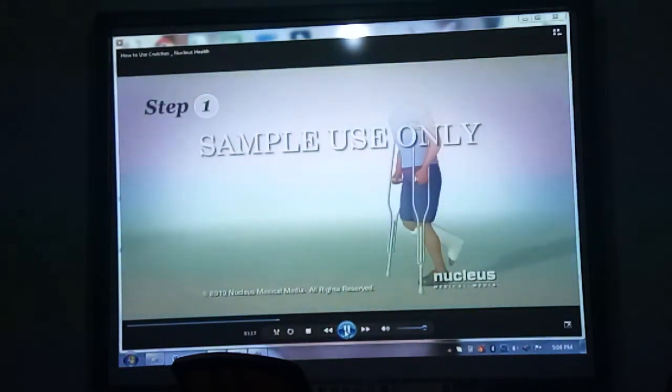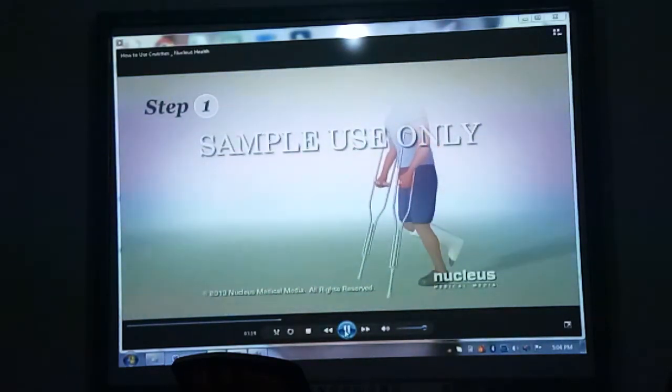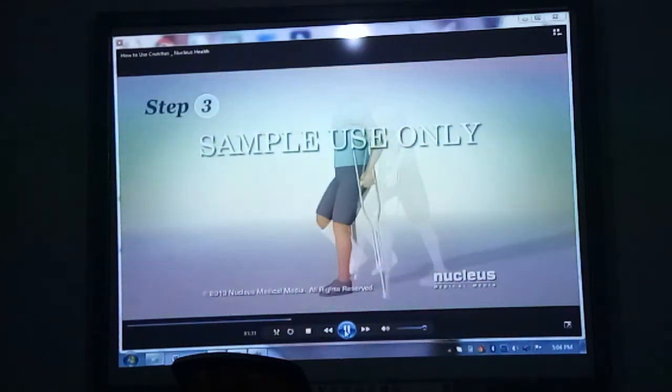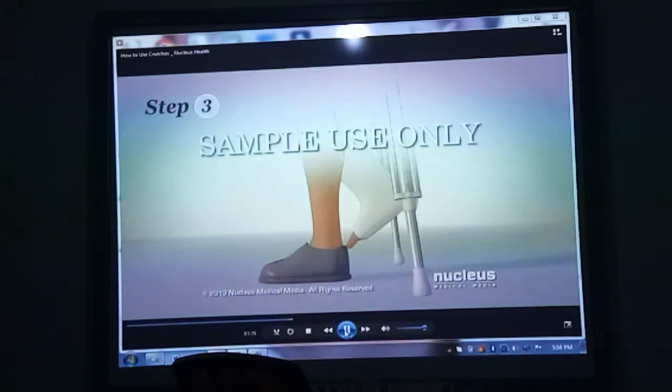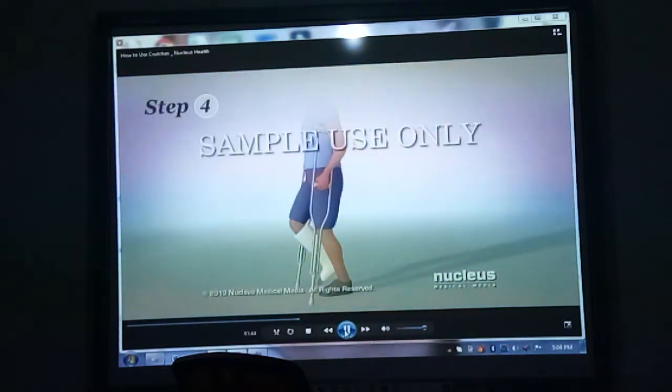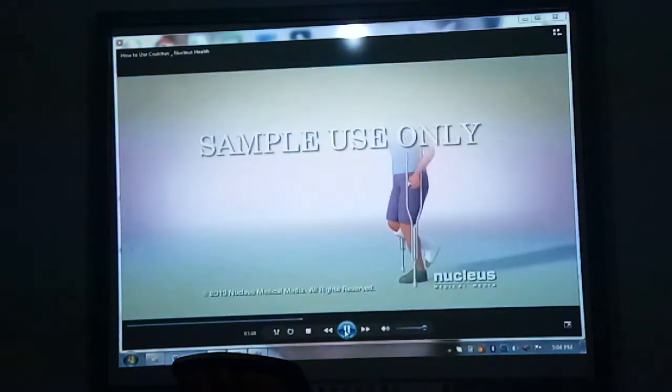Step 1. While standing with the crutches, move the crutch tips one step in front of you. Step 2. Now put your weight onto the hand grips of your crutches. Then swing your injured leg forward. Step 3. Take a step with your uninjured leg. Make sure to land level with or just ahead of your crutches. Step 4. Move your crutch tips forward a bit to balance your weight. Repeat the steps to keep walking.